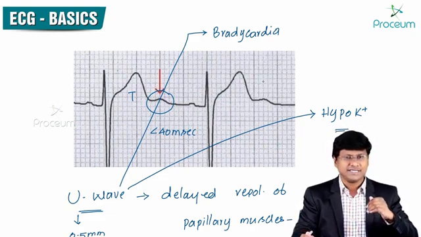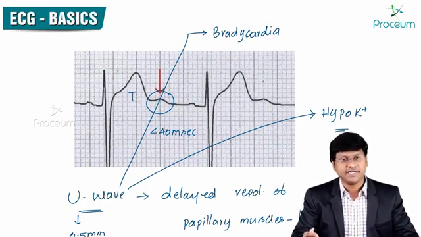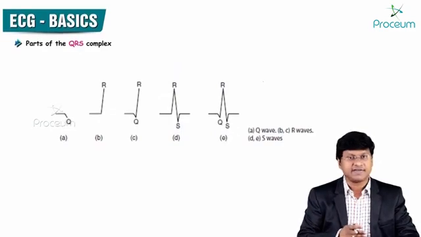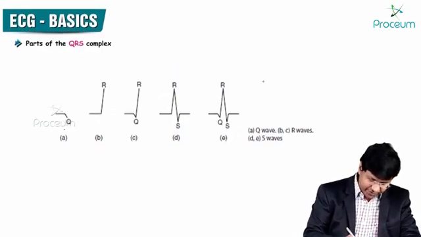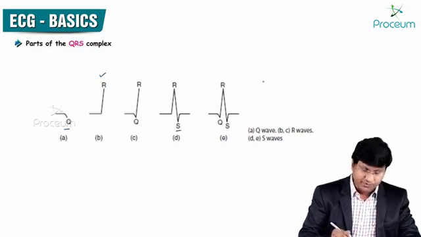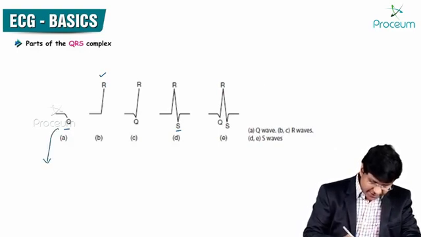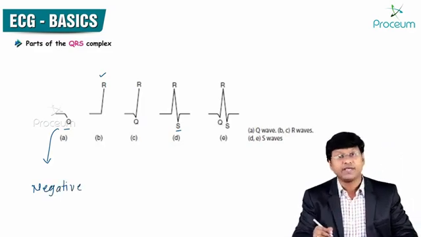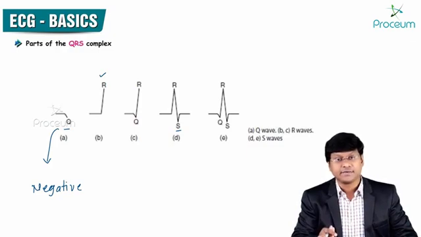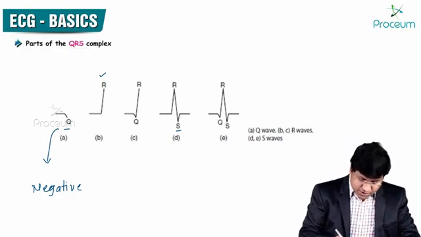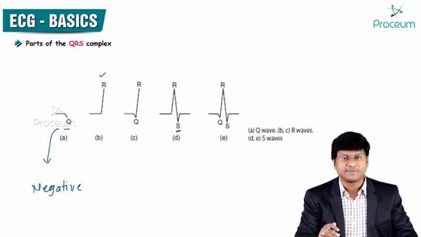Now let me give you a little more detail of the QRS complex. I have dissected the QRS complex. You have the Q wave, R wave, and then the S wave. The Q wave is a negative complex. Now the question is, why is the Q wave a negative complex, why is the R wave a positive complex, why is the S wave a negative complex again. Let me explain that in detail.